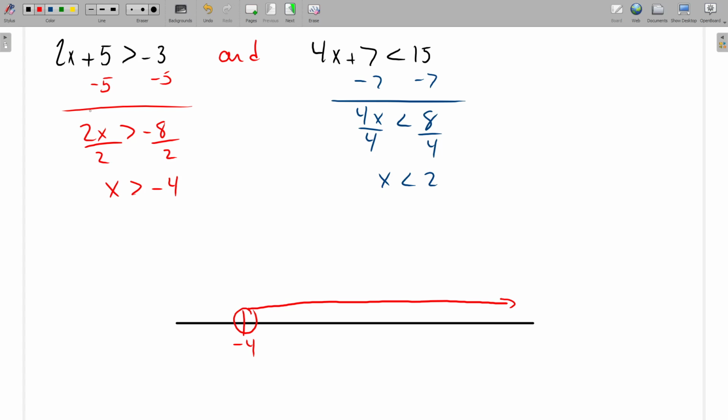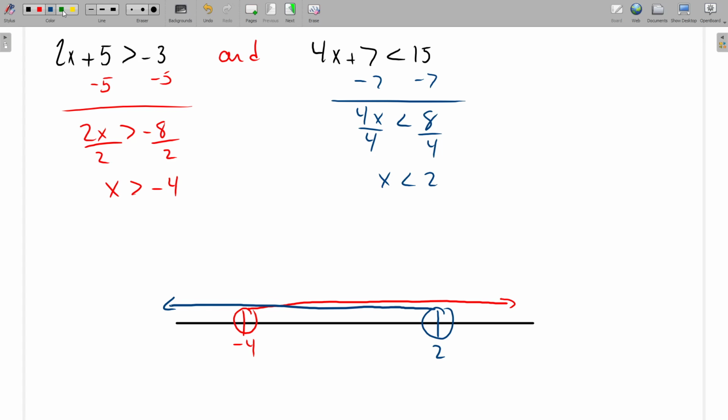For the other solution, we have when x is less than 2. So we're going to put 2 on our number line, right? And 2 is bigger than negative 4, so it's to the right of that point. And again, it's less than. It's not less than or equal to, so we're going to put an open circle. And it's everything less than 2. Right, so I'm going to draw an arrow all the way to the left.